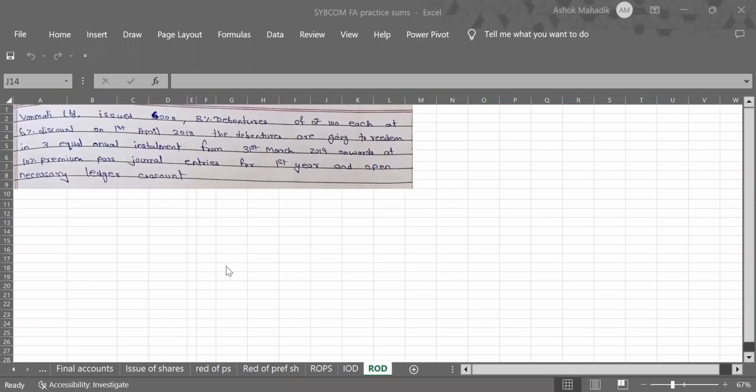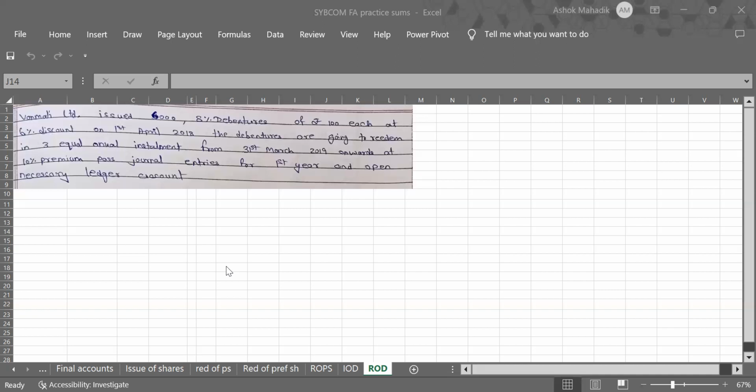So I'm solving this sum. Let us start. One Mali Limited issued 6,000 8% debentures of rupees 100 each at 6% discount on 1st April 2018. So One Mali Limited has issued 6,000 debentures. 8% is just the name, that is the rate of interest which the company will be paying to debenture holders.